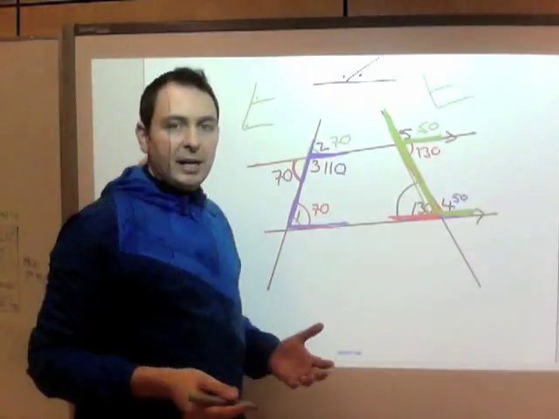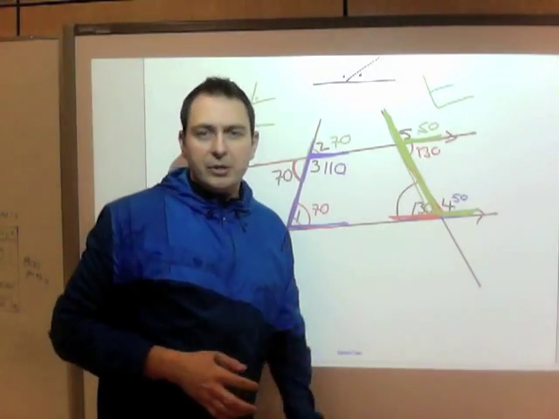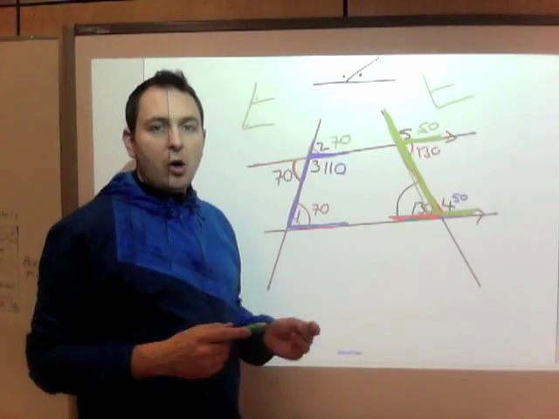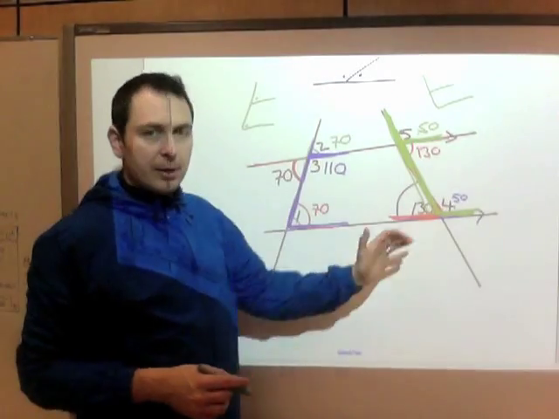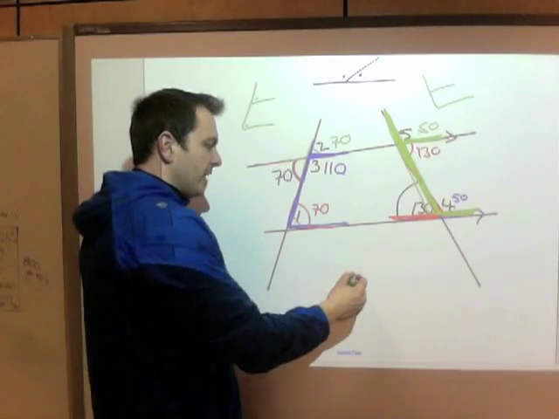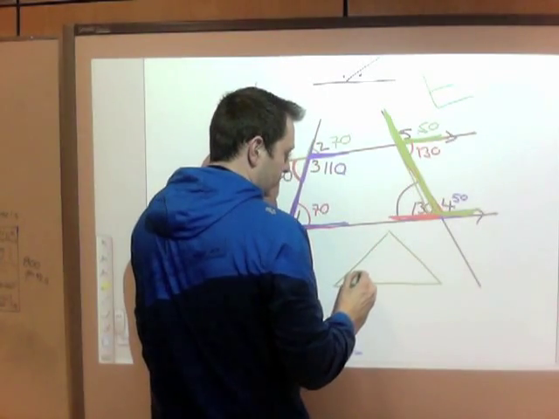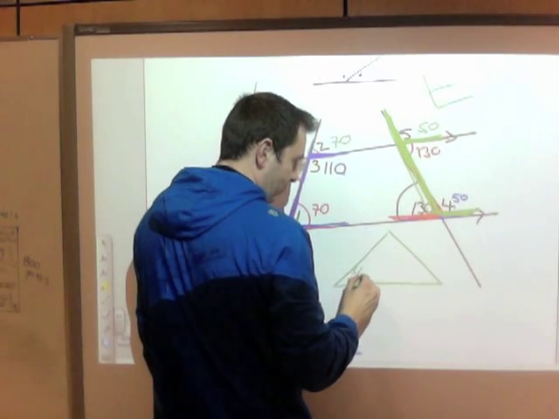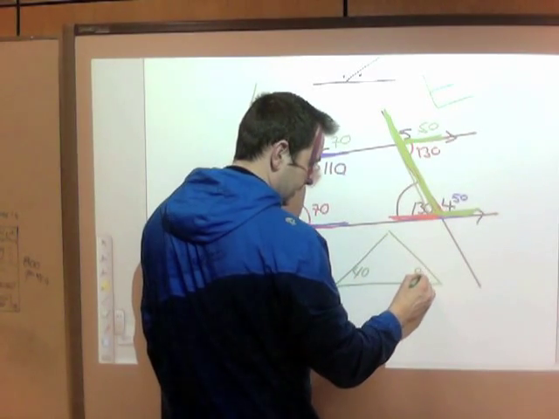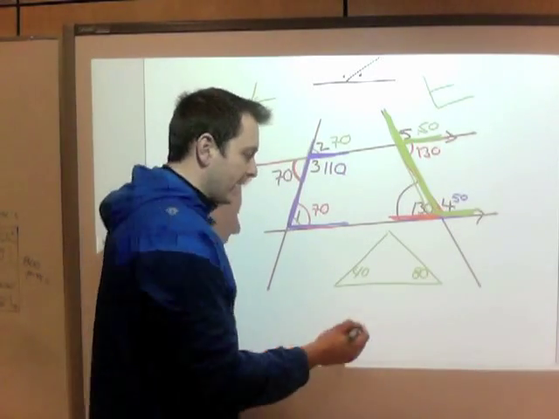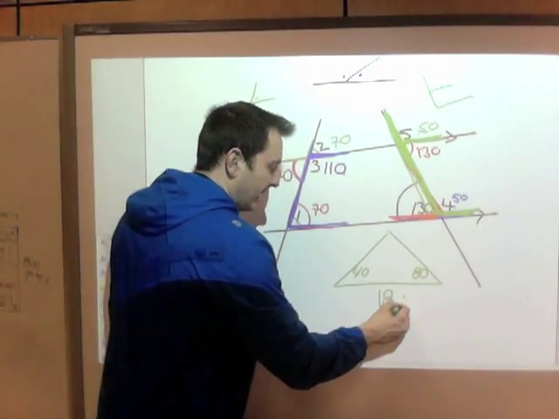These add to 180. So today's lesson, you're going to be using F's, Z's, C's, X's, angles on a line, all those to find out the measures of different angles. Another one you may end up having to use in the assignment is triangles. Let's say this is 40 and this is 80. Well, the thing about triangles is triangles always add to 180 degrees.